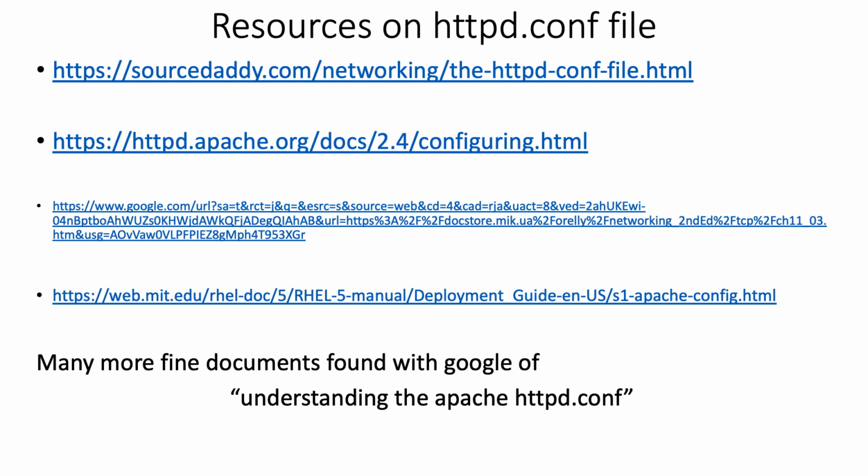Resources, and I'm not going to read all these to you because you're going to have a way to get to this PowerPoint, but these are 4 resources that I found that have a lot of detail about how to use the conf files. In fact, this top one is where a lot of the information in this presentation came from. But there's many more files and documents, and the best way is to Google for understanding the Apache httpd.conf file, or however you want to search for it, because using Google as your resource, you stay up to date.